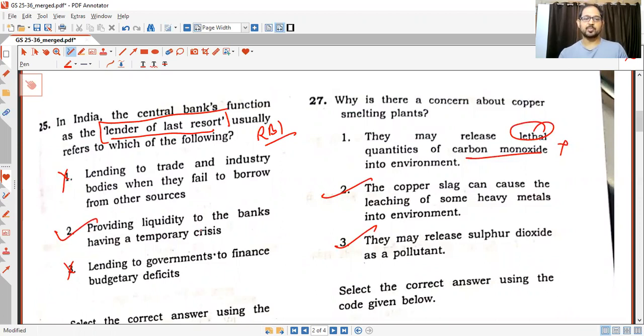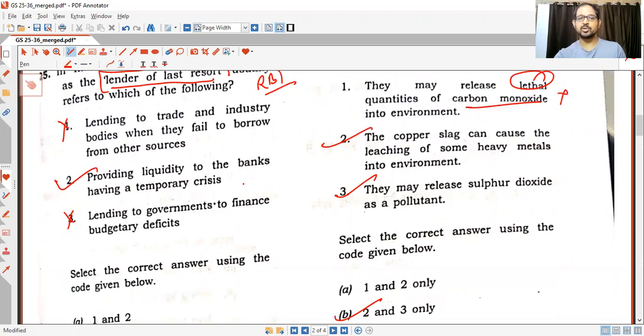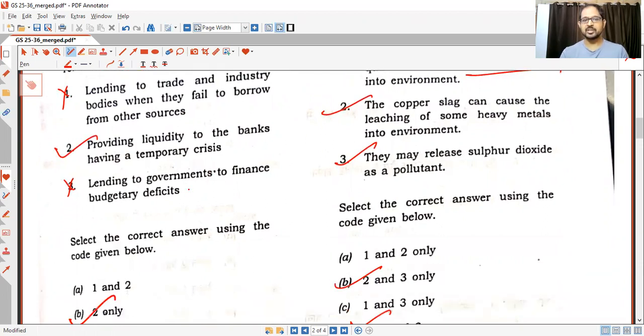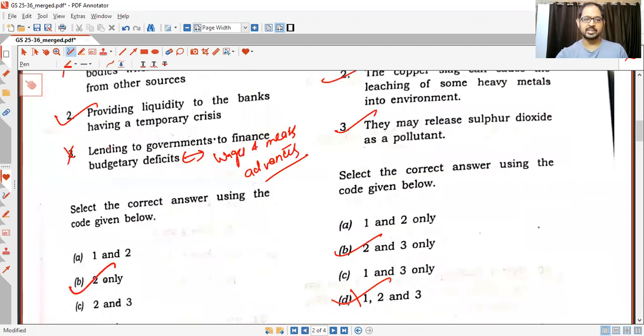Second, providing liquidity to the banks having a temporary crisis. Yeah, this is the main one. This is the meaning of lender of last resort. Lending to governments to finance budgetary deficit, RBI does through ways and means advances, not as a lender of last resort. So only 2 is the correct answer, B.